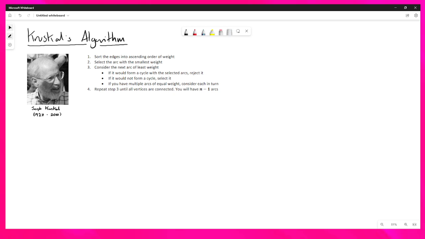You then select the arc with the smallest weight and add that to the minimum spanning tree. You then consider the next arc of least weight. If it would form a cycle with any of the arcs that have already been selected, we reject it. If it does not form a cycle, you include it. If you have multiple arcs that are the same weight, you consider each in turn, and it might be that you get multiple minimum spanning trees, all of the same weight, depending on which ones you choose and when.